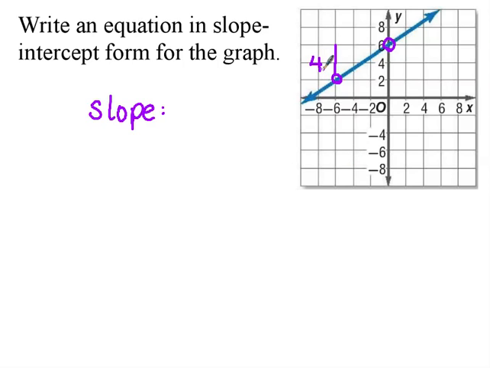Okay, let's look at the run. Every tick mark goes by 2 as well, so the run will be what? 6. So the slope here will be 4 over 6, which is actually 2/3.